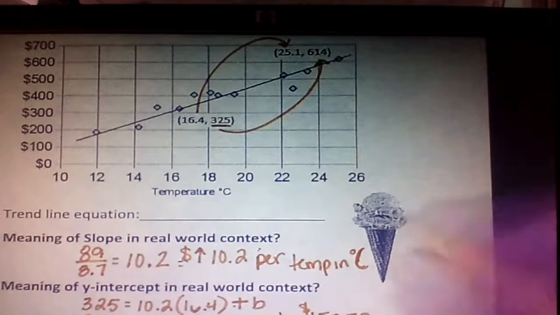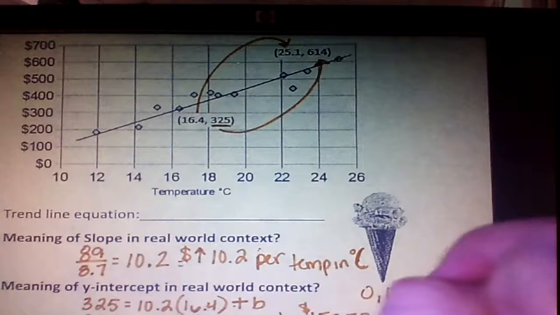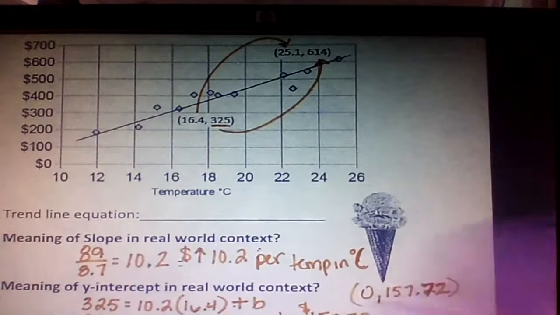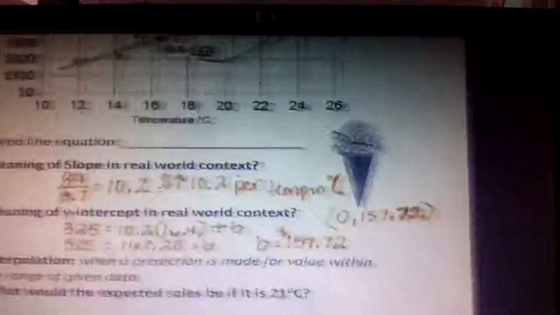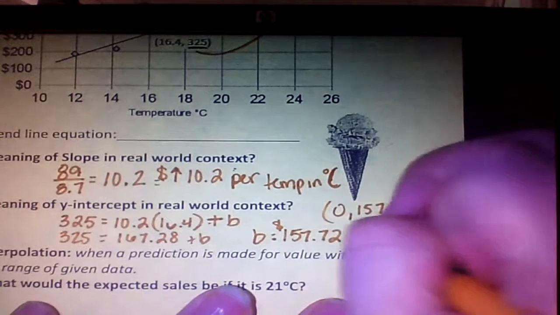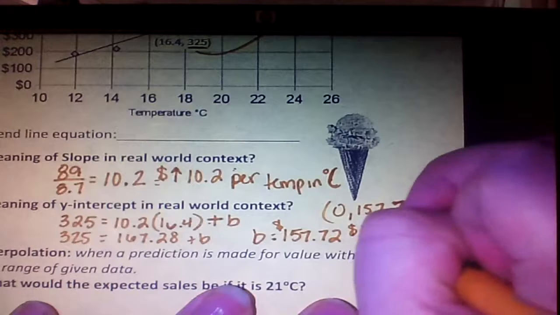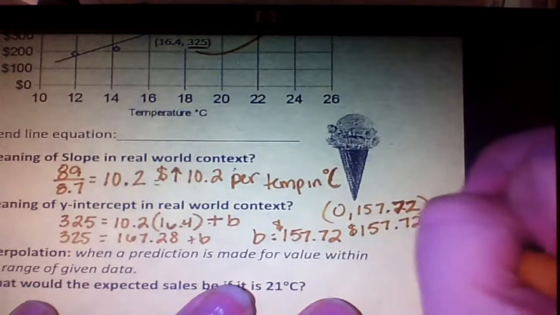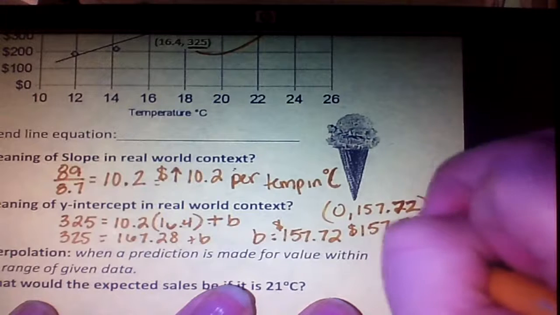Remember, this is 157.72 when you're looking at it as a point. Okay, so we make approximately $157.72 when we're at 0 degrees Celsius.